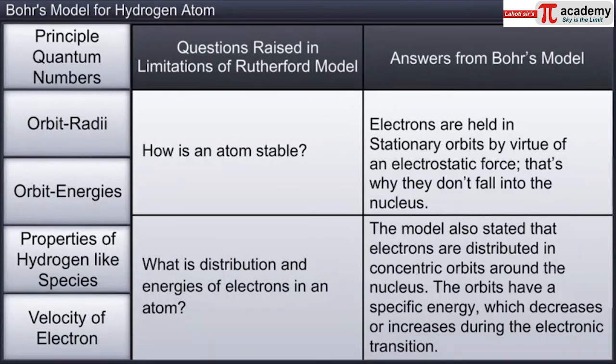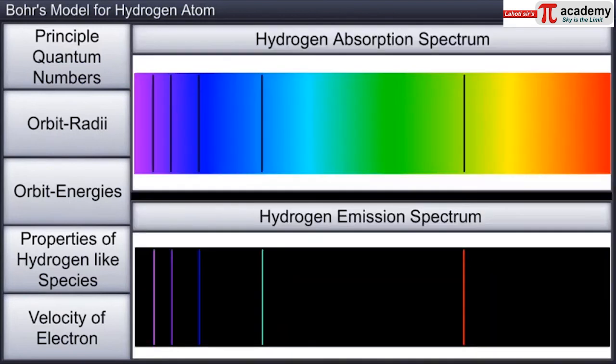According to Bohr's model, electrons are held in stationary orbits by virtue of an electrostatic force. That's why they don't fall into the nucleus. The model also stated that electrons are distributed in concentric orbits around the nucleus. The orbits have a specific energy, which decreases or increases during the electronic transition. In addition, it helps to quantitatively explain the emission and absorption line spectrums of hydrogen and hydrogen-like species.